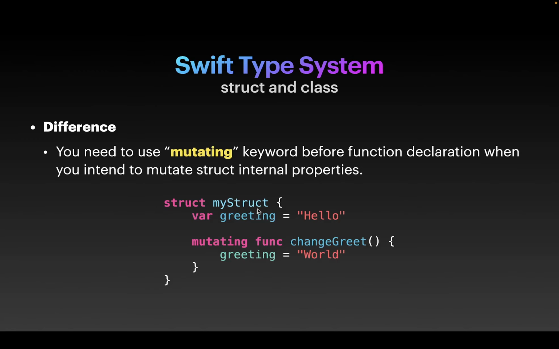Take a look at this example. You may want to change the greeting variable to something else, and you go with the mutating keyword before the function. Again, the struct is immutable. So essentially, behind the scenes, the compiler generates a new struct with a new value for that greeting variable and swaps the location in memory. So it does the job for you, okay? But again, the struct is immutable. You cannot change it once it gets instantiated, okay?